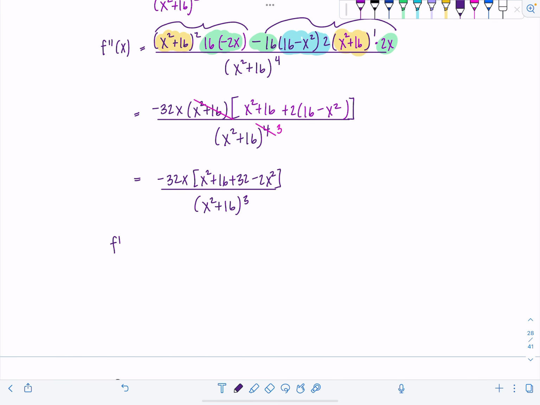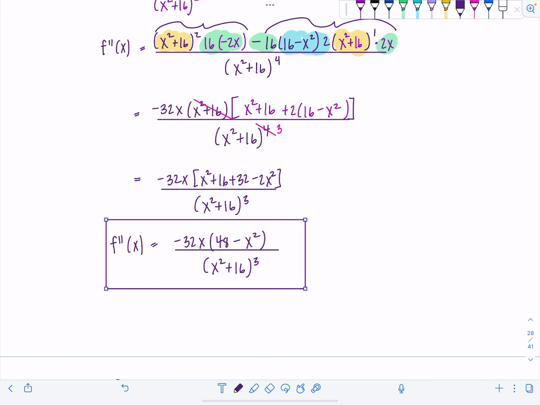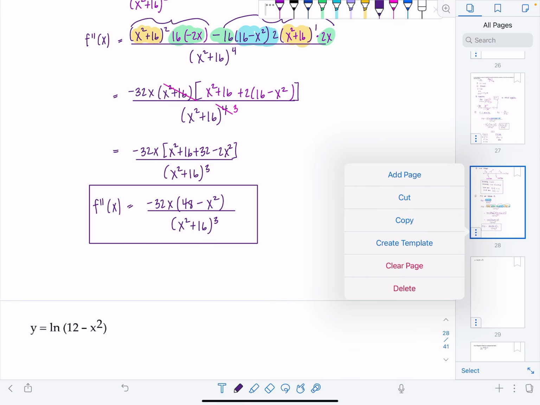We made it. F double prime of x is negative 32x times, this is going to be 32 plus 16, 48 minus x squared, over x squared plus 16 cubed. Whew. If you got that, give yourself a little pat on the back. Yes, way to go. Okay, we're going to add a page in here.